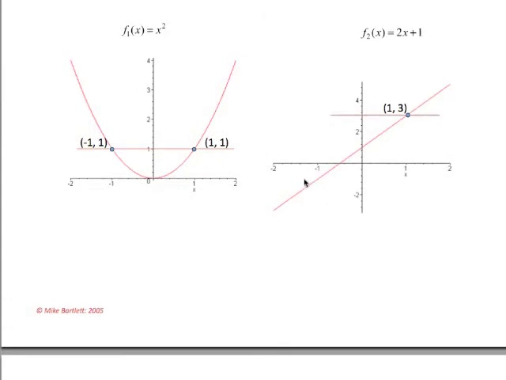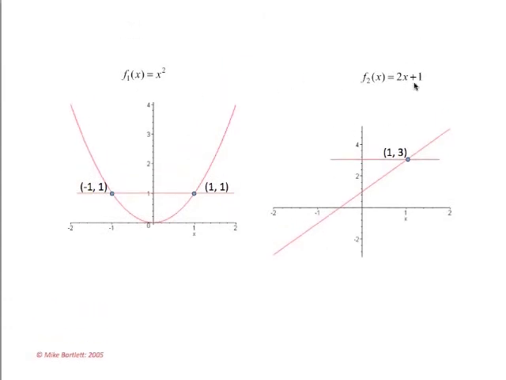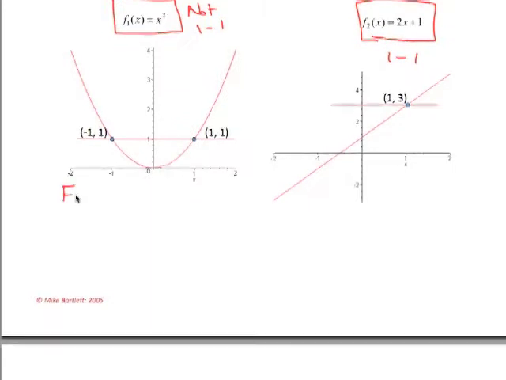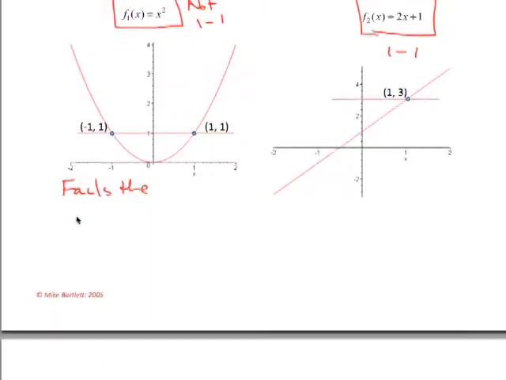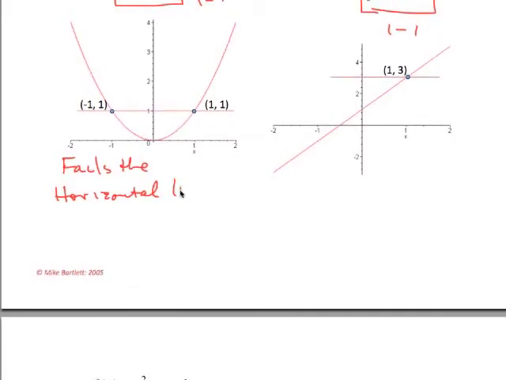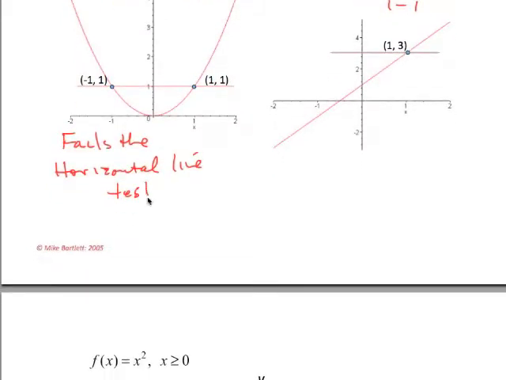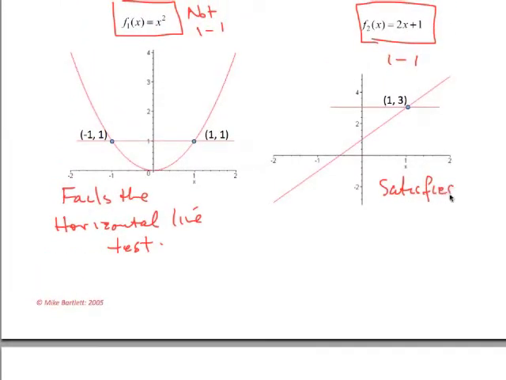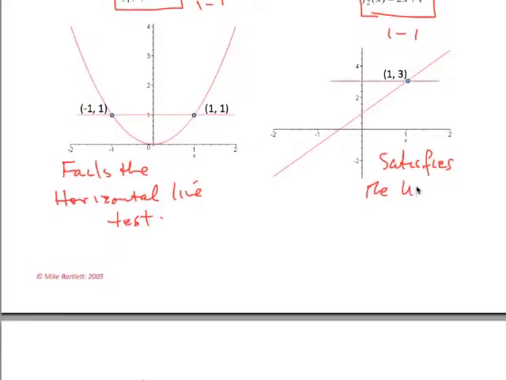Now you'll notice that we had some differences here with some functions. Notice that this was the one we just did and this was 1 to 1. But if I look at this one here, this is not 1 to 1. Why? Because it doesn't satisfy the horizontal line test. So this one fails the horizontal line test, so it is not 1 to 1. And this one satisfies the horizontal line test.